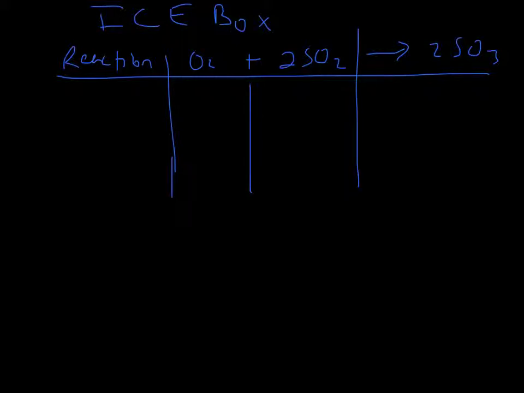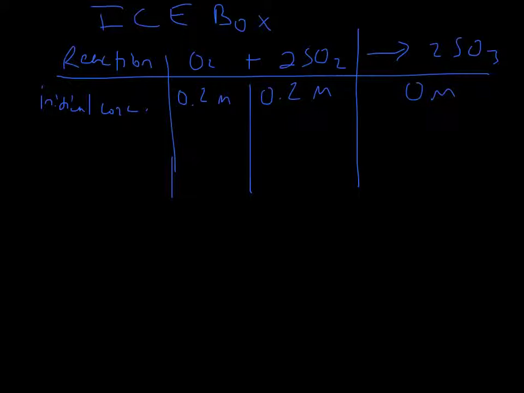So the first thing, the I in ICE stands for initial concentration. So let's say you have, I don't know, 0.2 mole oxygen, 0.2 mole SO2, and you want to see what happens when it reaches equilibrium. And let's say we have 0 of our SO3. We want to see how much we'll have when we reach equilibrium.